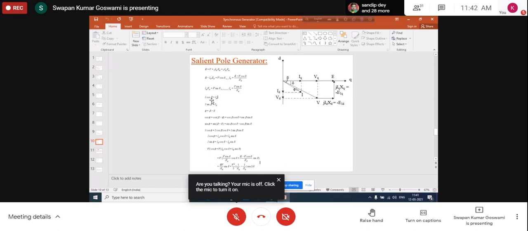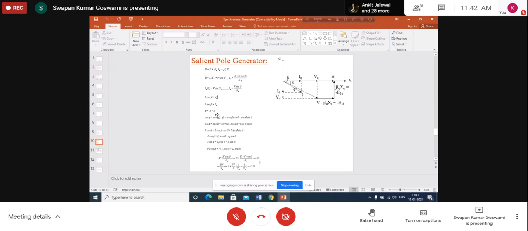Now, what is I cosine beta? I cosine beta is equal to IQ. What is I sine beta? This length is I sine beta, means ID, and ID equal to I sine beta. And what is power factor angle phi? Phi is equal to this total angle beta minus delta, beta minus delta.